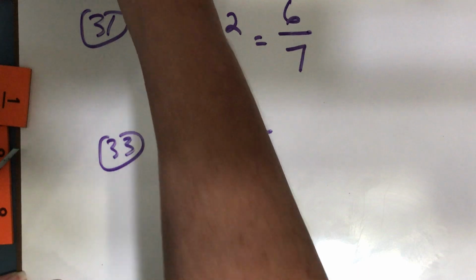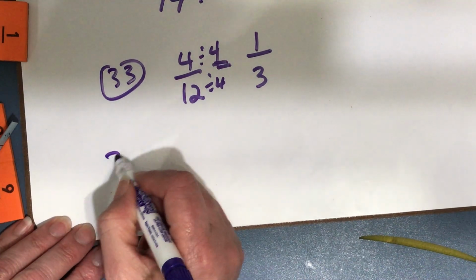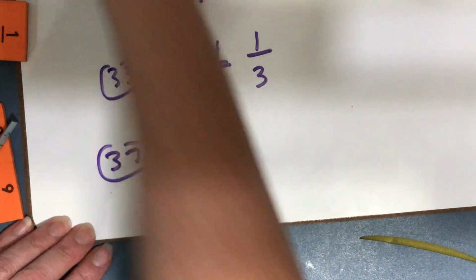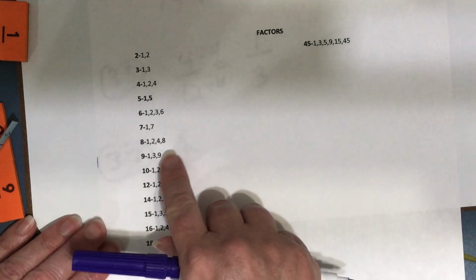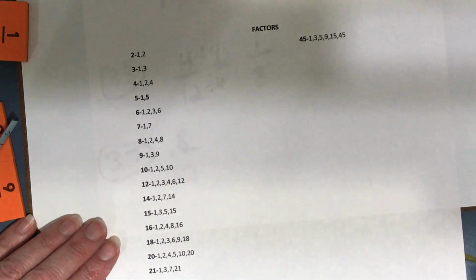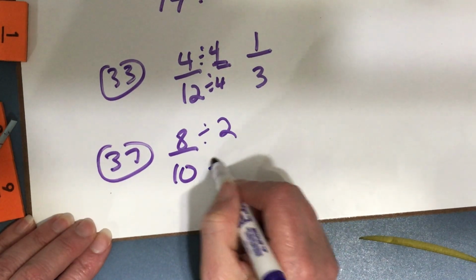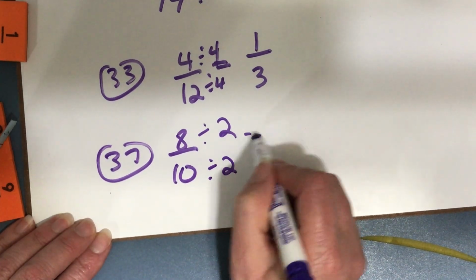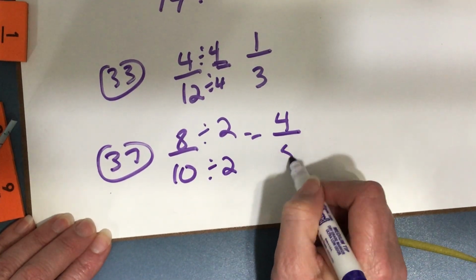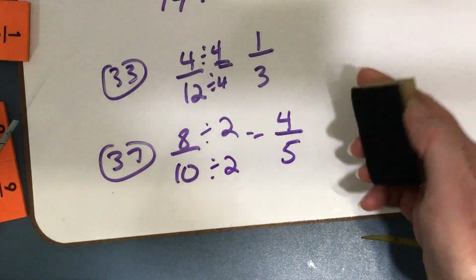And let's do one more of those. Let's do number 37. 37 is 8/10. So I look on my factor sheet, get 8 and 10, and I see that my greatest common factor is 2. So I can divide numerator and denominator by 2. 8 divided by 2 equals 4. 10 divided by 2 equals 5. So 8/10 in simplest form is 4/5.